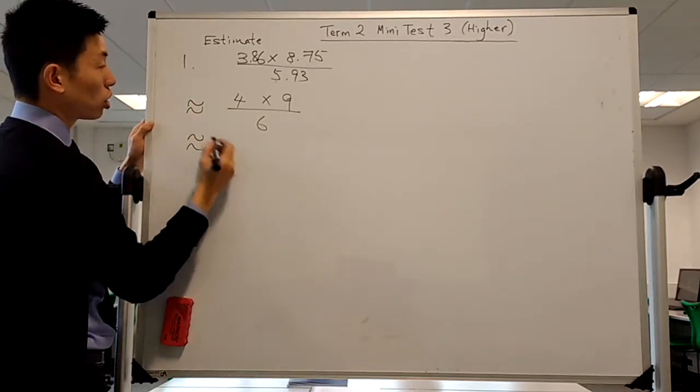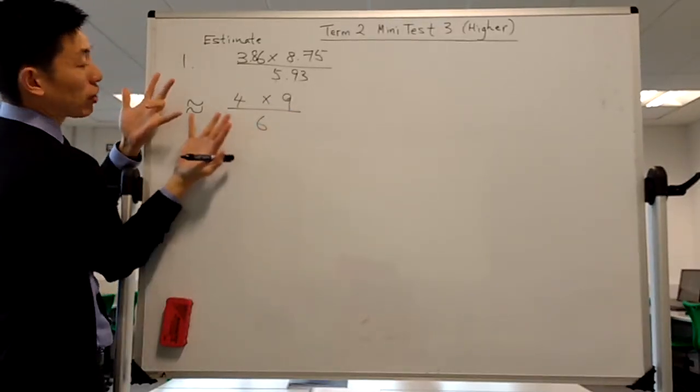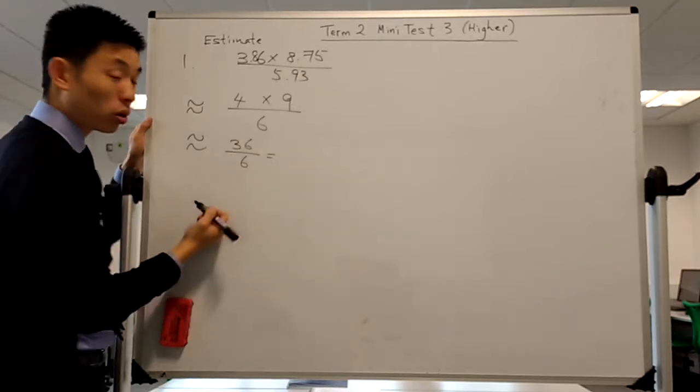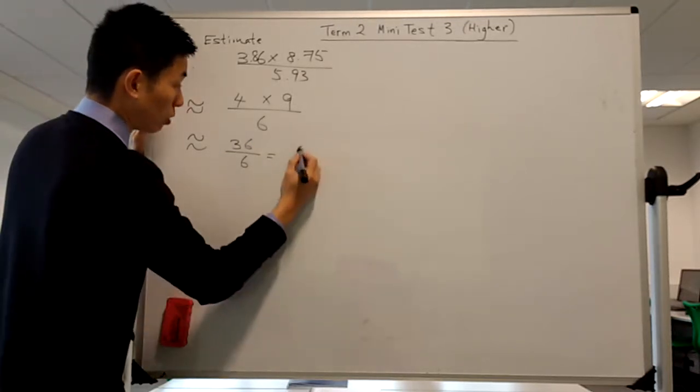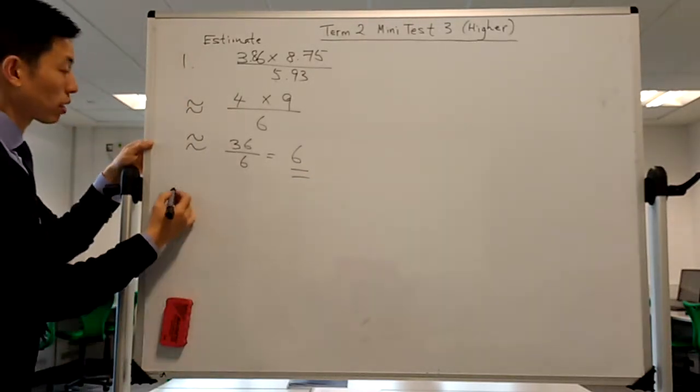So do the top number first, 4 times 9. If you put your forefinger down, that's 36. Divide by 6, and you know 6 does go in 36 exactly, which is 6. So the approximation, the estimate is 6.